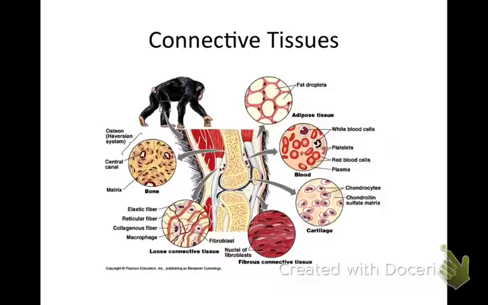Fibrous connective tissue. These are composed of dense collagenous fibers, which are mainly ligaments. So I always get the question, what's the difference between a ligament and a tendon? Well, ligaments connect bone to bone. And then tendons connect bone with muscle. Very important. So here's some pictures.